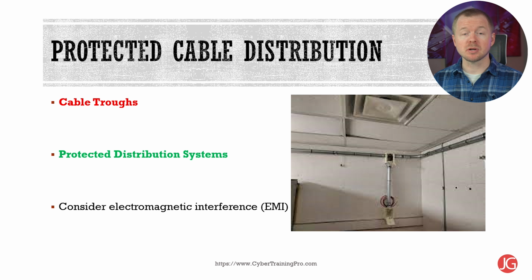One way is through cable troughs, which are basically a tray that runs overhead and cables sit inside of them. This allows us the ability to view in plain sight cabling and see if there's tampering.